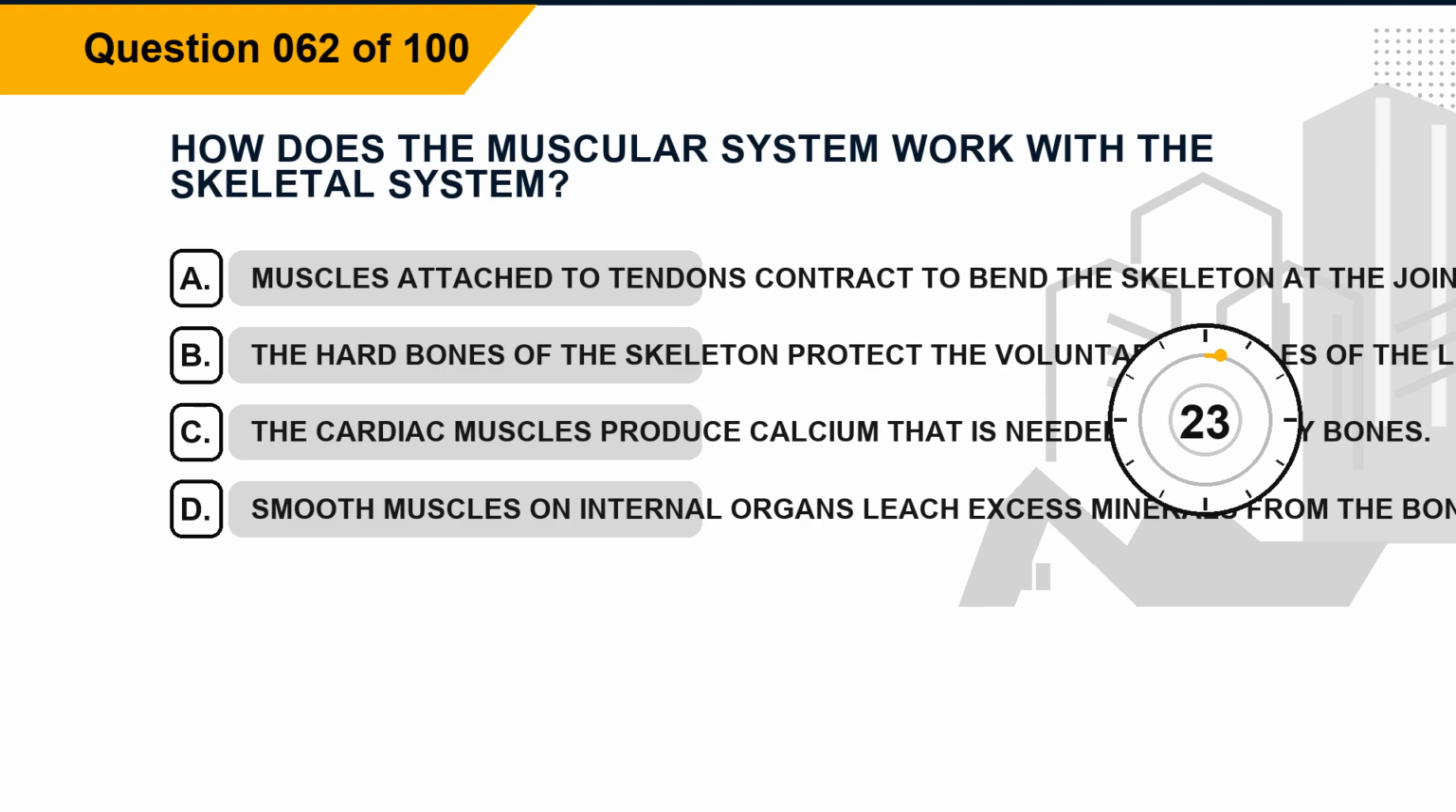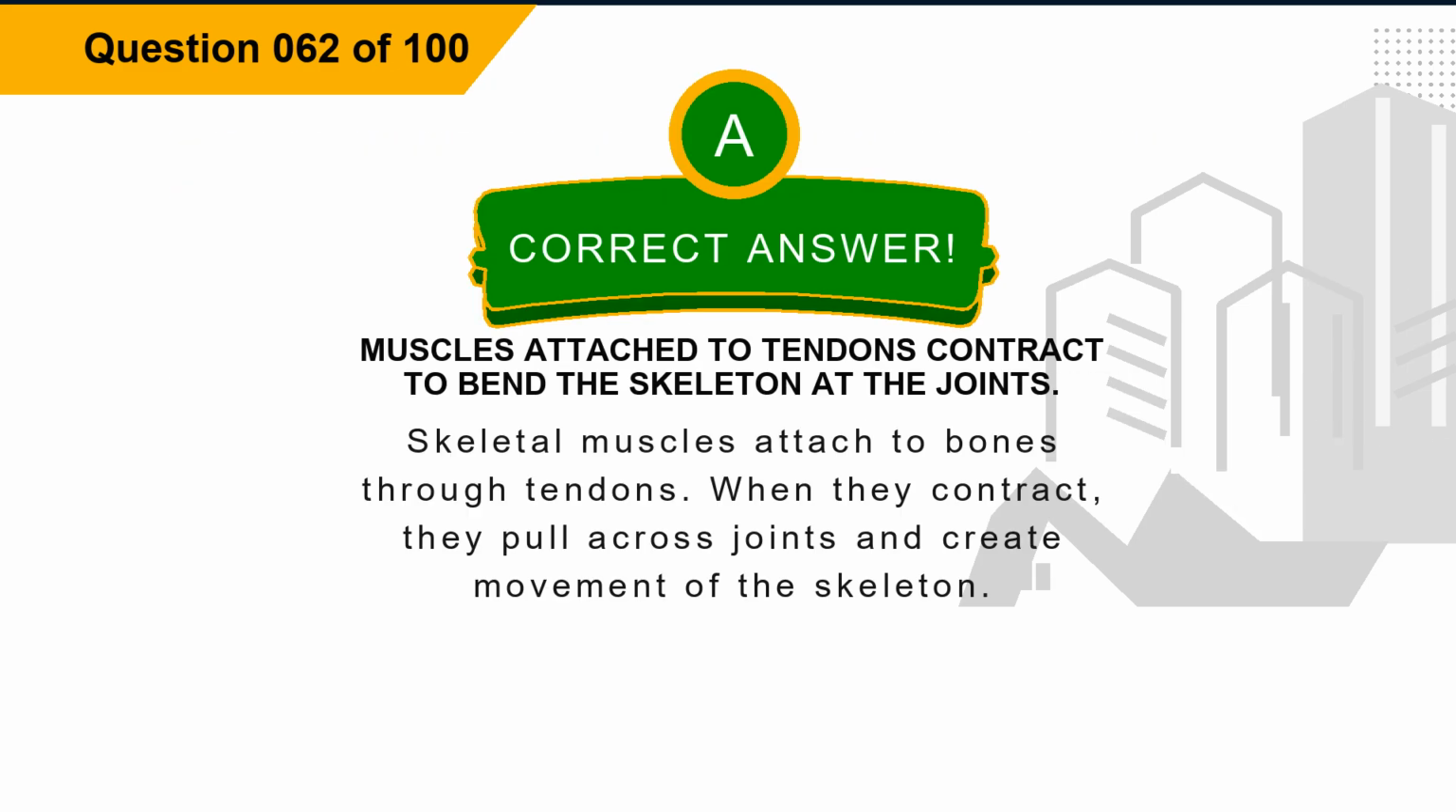Question 62. How does the muscular system work with the skeletal system? Option A. Muscles attached to tendons contract to bend the skeleton at the joints. Option B. The hard bones of the skeleton protect the voluntary muscles of the limbs. Option C. The cardiac muscles produce calcium that is needed for sturdy bones. Option D. Smooth muscles on internal organs leach excess minerals from the bones. The correct answer is option A. Muscles attached to tendons contract to bend the skeleton at the joints. Explanation. Skeletal muscles attach to bones through tendons. When they contract, they pull across joints and create movement of the skeleton.